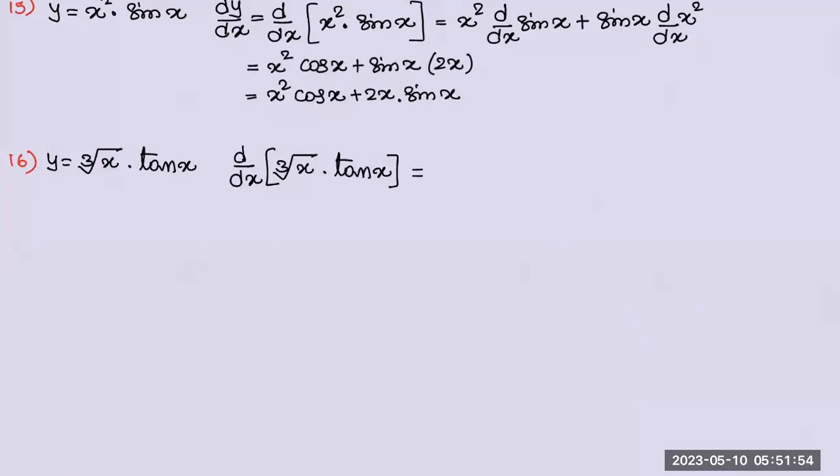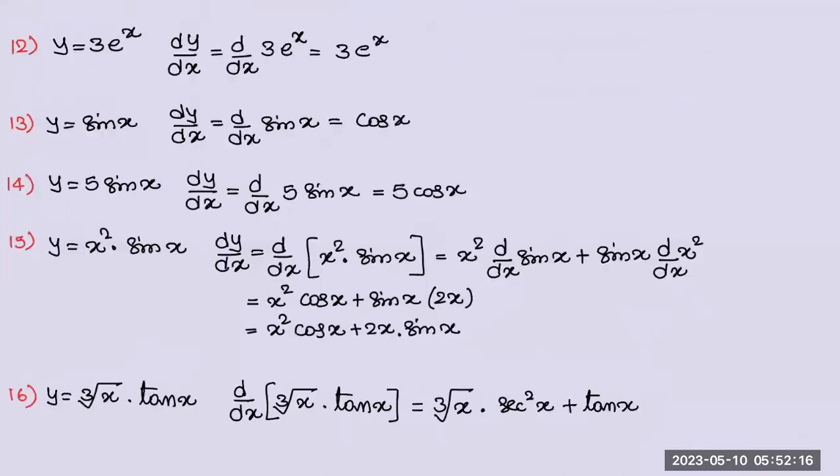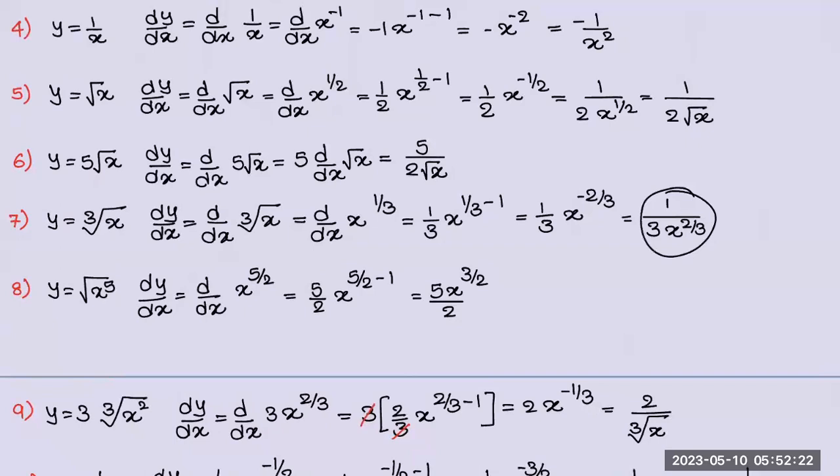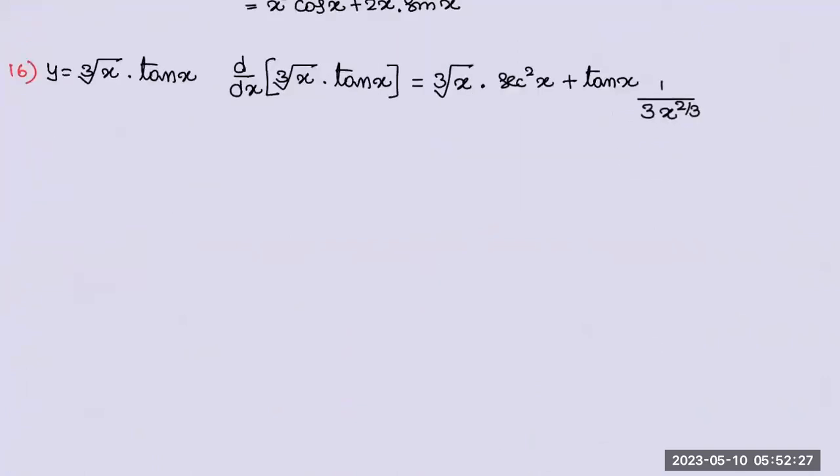So I'll write the direct step, not in detail. Cube root of x, I'll take it constant. Differentiation of tan x is secant square x plus, I'll take tan x as it is, differentiation of cube root of x. Somewhere we might have done this value, no? I duplicate and copy. Done. Best. Good.